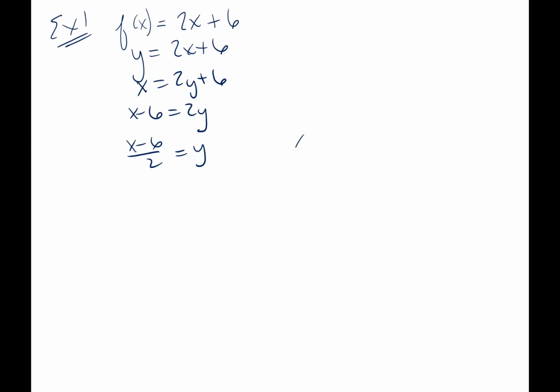If I was typing something like that in, I would type it in like this, and then hit that slashy key and 2. Okay. You could also split the fraction up: 1/2 x minus 6 divided by 2 is 3, so minus 3, equals y. That's okay to type in as well. And then remember, you're supposed to switch it to an inverse. So I actually probably prefer that one over the other one.